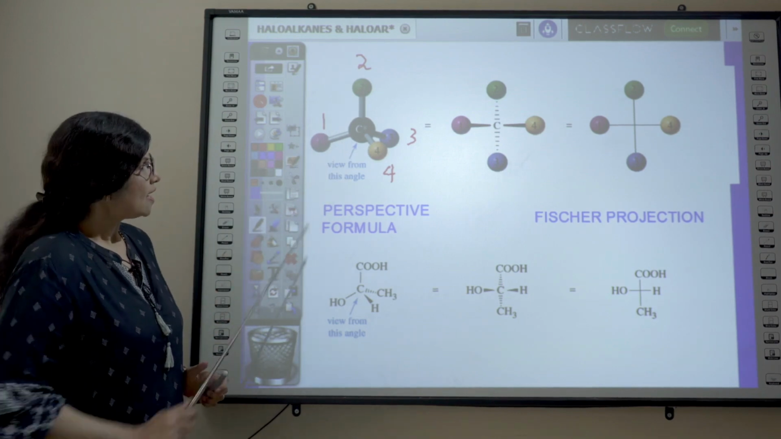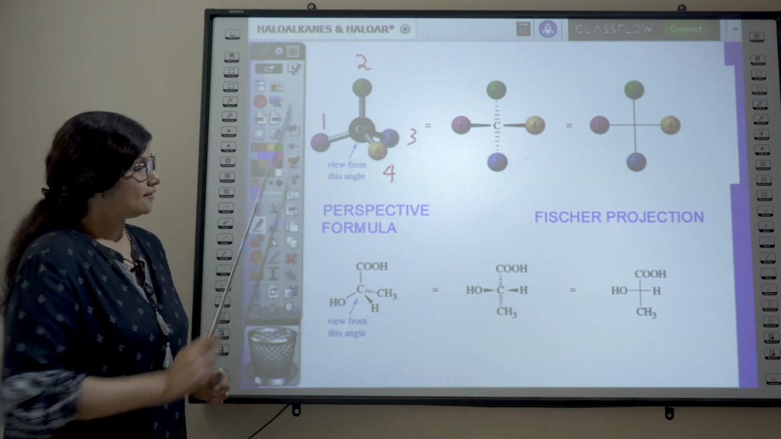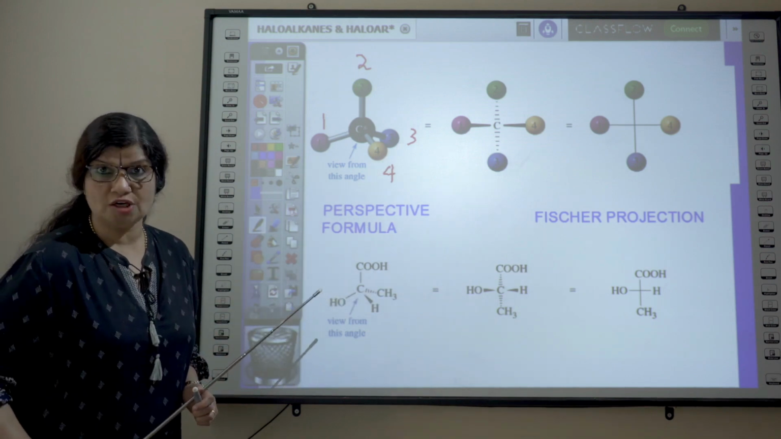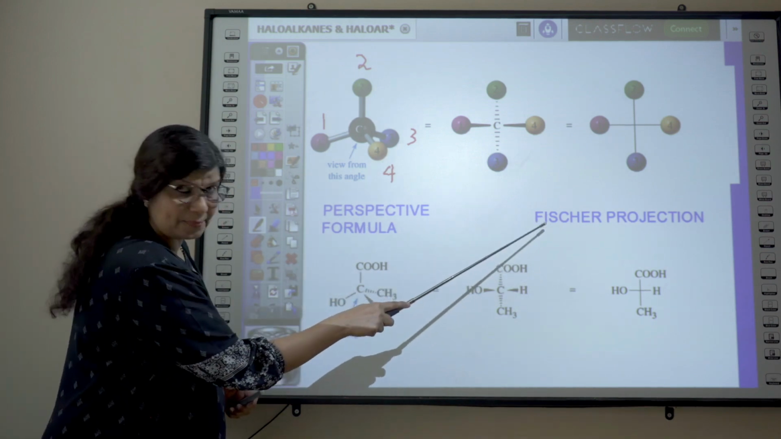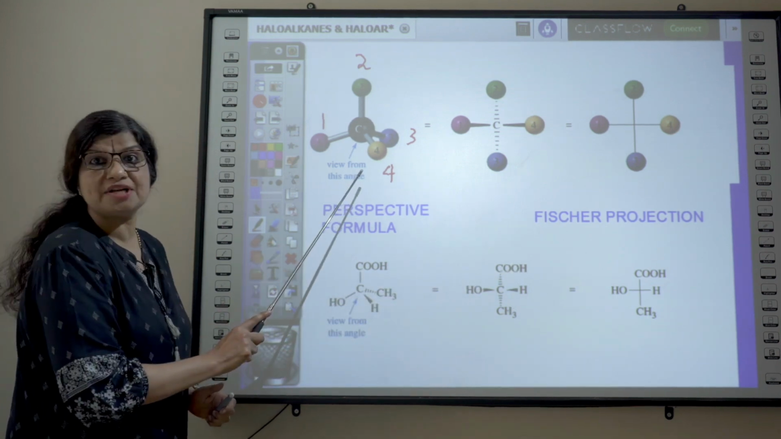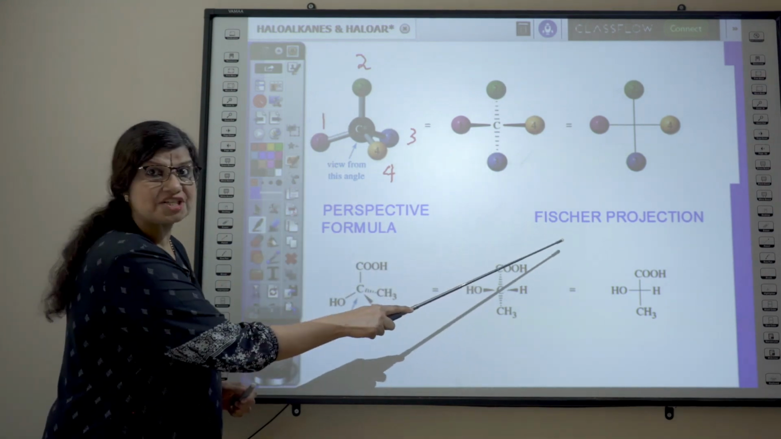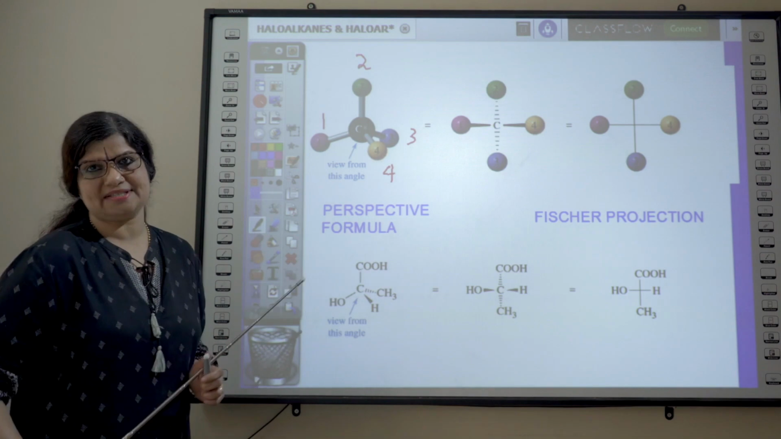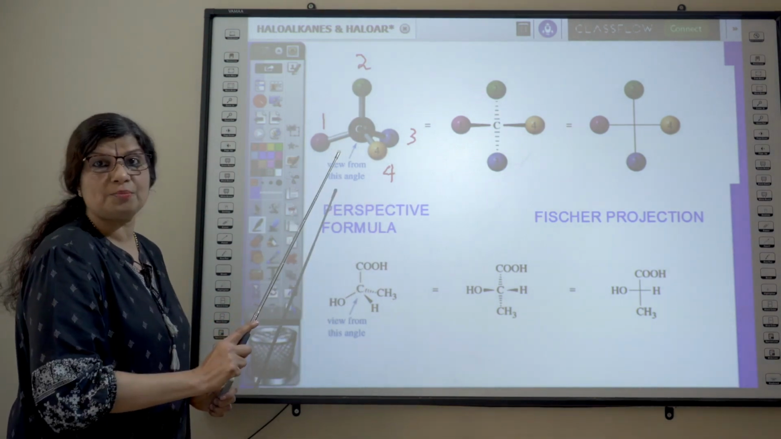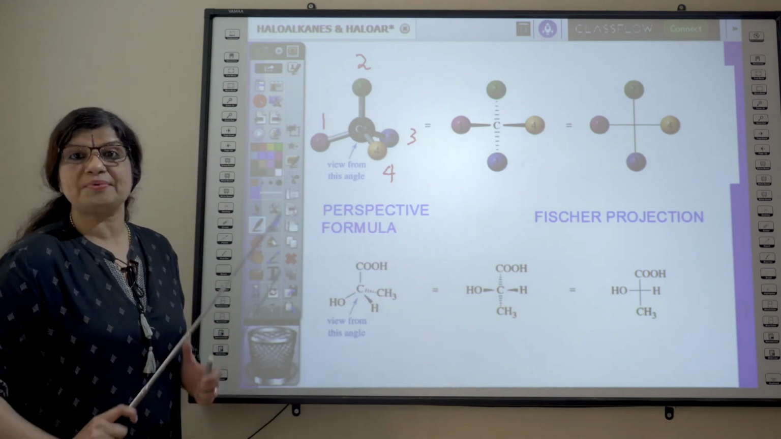Alright. Now there is a way to determine the configuration, but let me tell you one more thing. The other representation is easier for determining the configuration, because this projection representation called the Fischer projection converts the three-dimensional representation to a two-dimensional representation. So the Fischer projection is a two-dimensional representation. So let me first discuss how the three-dimensional perspective formula can be converted to a two-dimensional Fischer projection representation.